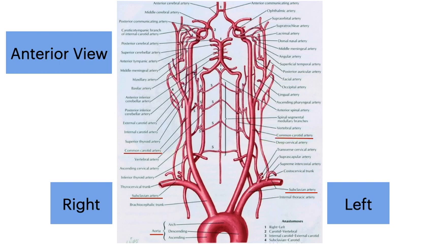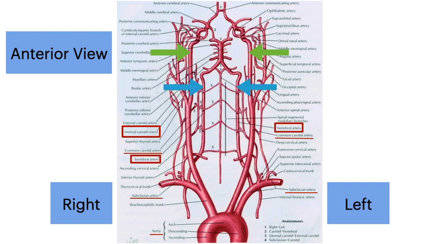Here are the common carotid arteries. Internal carotid arteries are branches of the common carotid arteries. Remember that internal carotid arteries are one of the major blood supply of the brain.